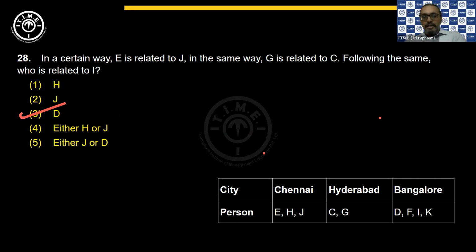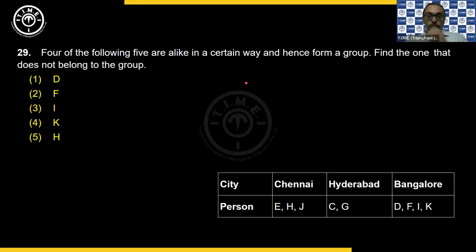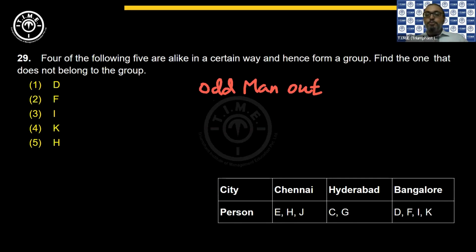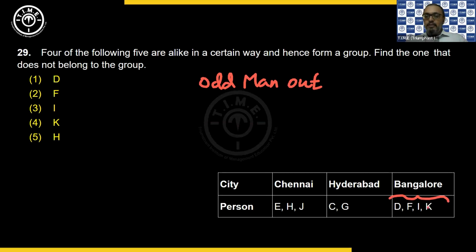Okay. Then next one. Yeah, 4 of the following 5 are alike in a certain way and hence form a group. Find the one which doesn't belong to that group. Yeah. Check. Who doesn't belong in this group? Option 5. Yes. Because the remaining people belong to the same city. Yes. Very good. Excellent. H is our answer.